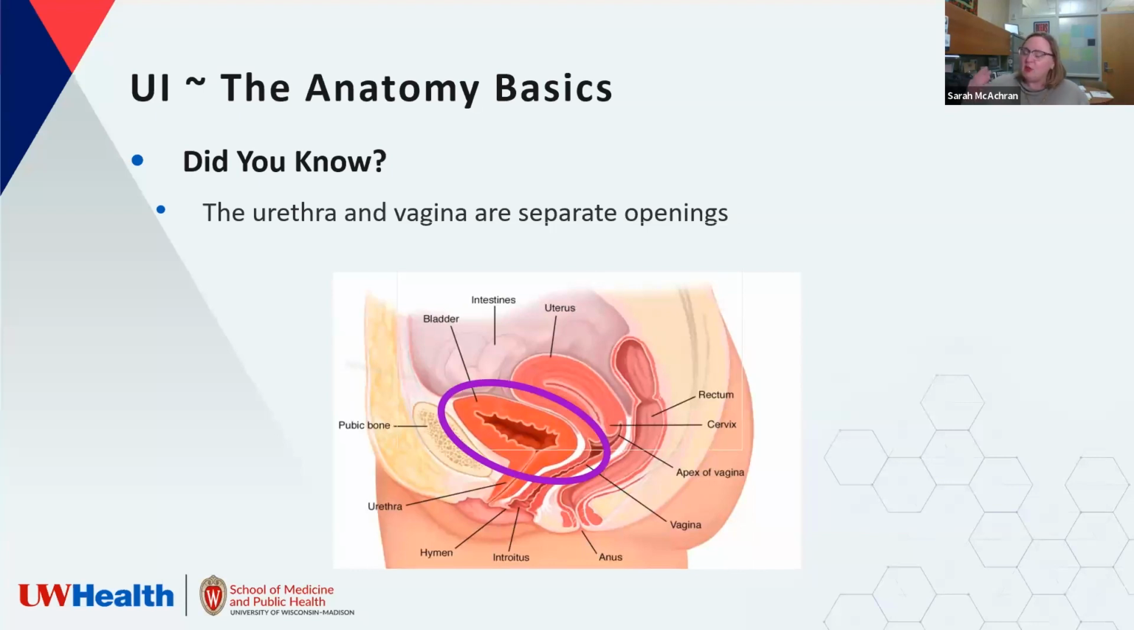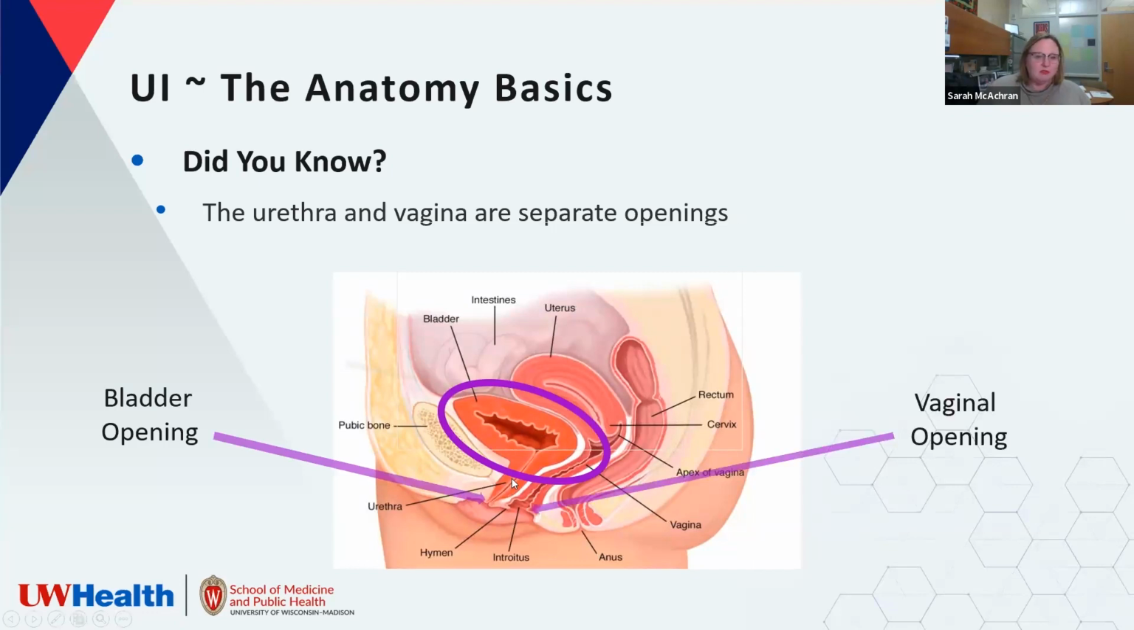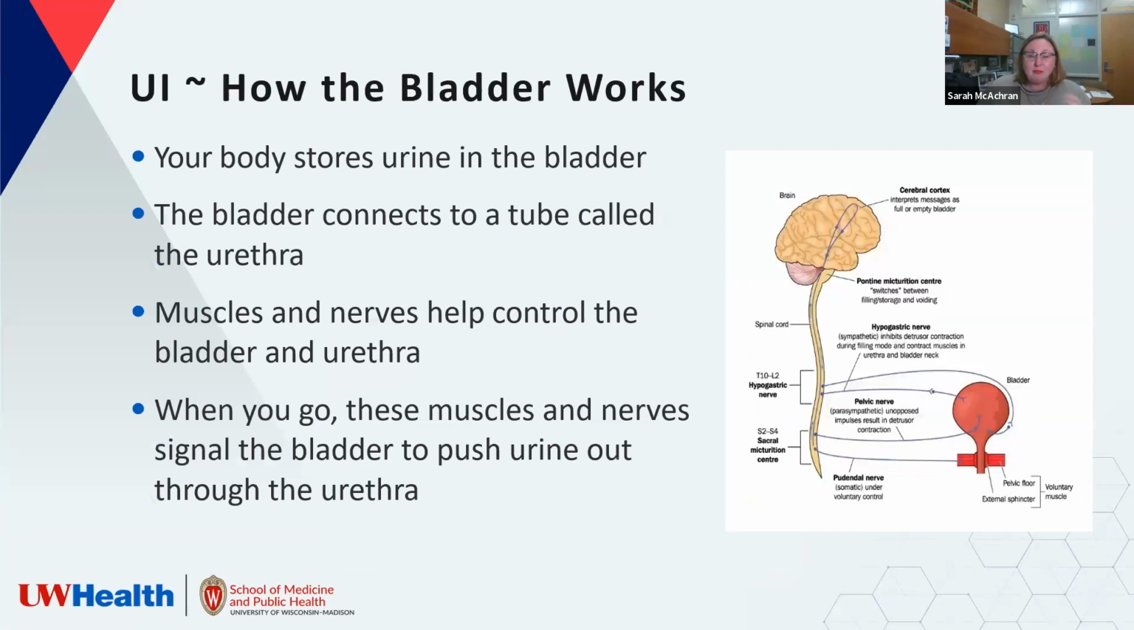This is a female pelvis sliced halfway down the middle. And what you're seeing here is the bladder, that's what's circled in purple. That's where urine is stored. And then when you get rid of it, it comes out through that tube below called the urethra. The female urethra is about 4 centimeters long. And the urethral meatus is that bladder opening, which is just above the vaginal opening. So two separate spaces.